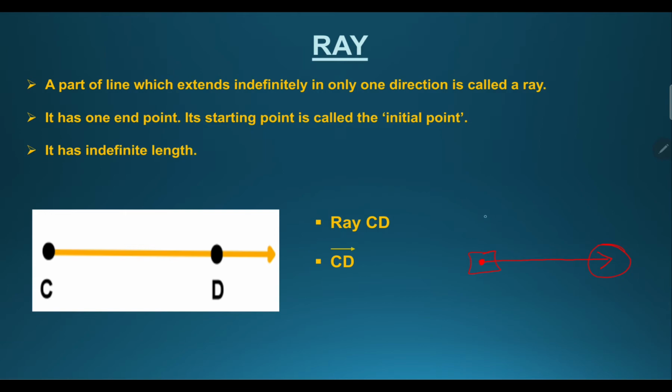And what do we call this point? As initial point. It is also known as initial point. This is the initial point of the ray. And even ray has indefinite length because it is extendable in one direction. It is not having any fixed length.